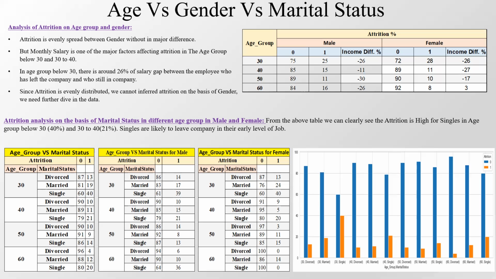Now what we are doing is comparing their monthly income, their distance from home, and their overtime in the coming slides. Next slide.